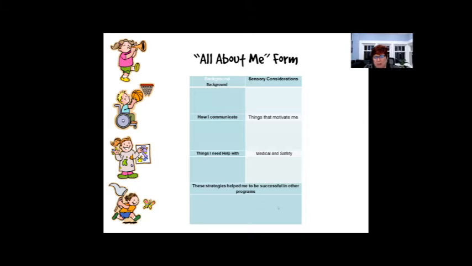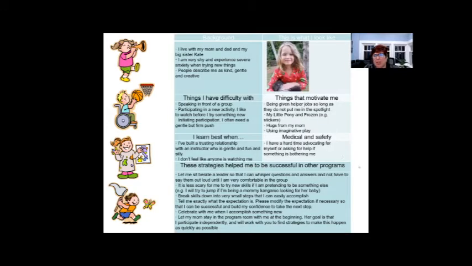This is what an all about me form looks like. So you're going to give a little background, sensory considerations, how you communicate, things that motivate you. These are just kind of the categories. And so what one looks like when it's done, this is a fictitious child.